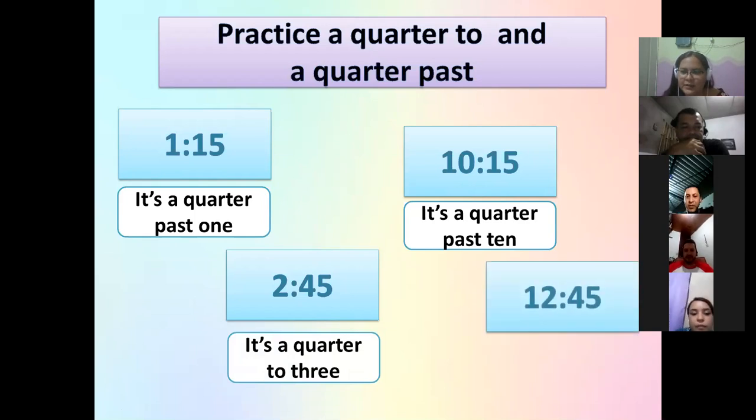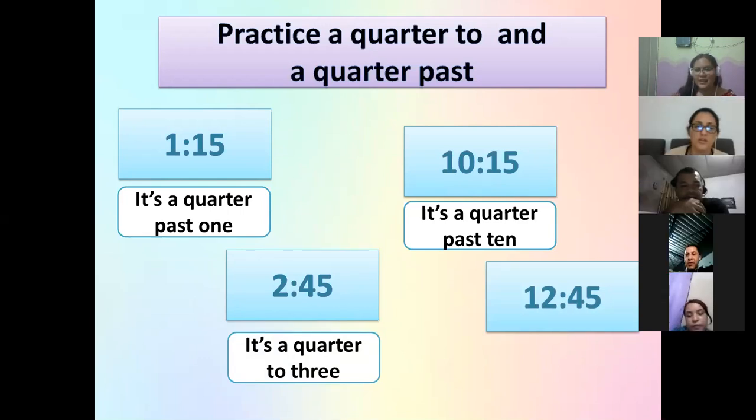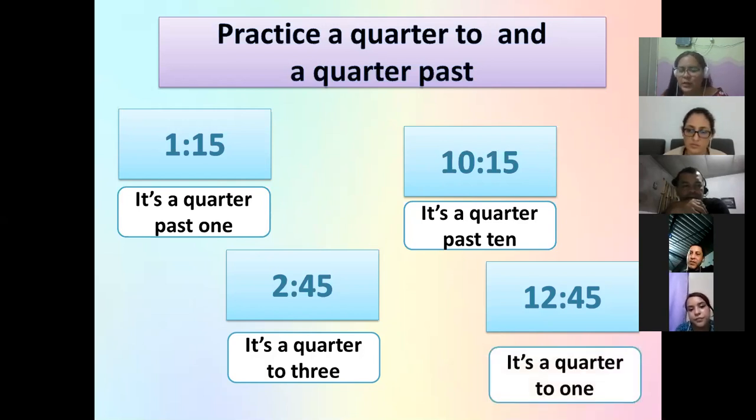The next one. What time is it? It's a quarter to one. Exactly. A quarter to one. If you don't want to say a quarter to one, it is 12:45. Right? So you have two different options. Now, what time is it?